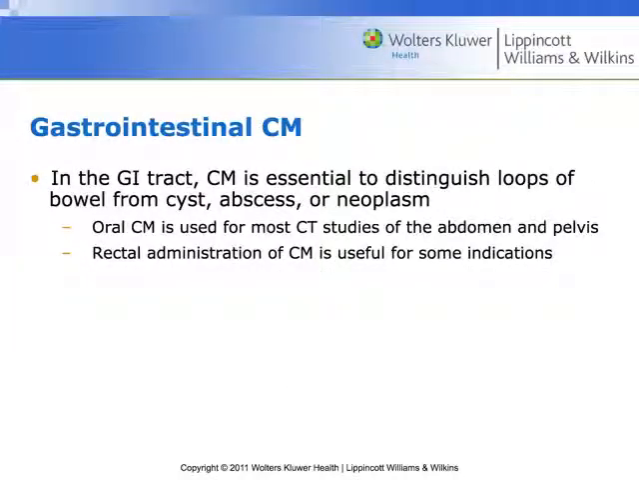All right, that's enough about the iodine stuff. Let's talk about the GI stuff, right? We're not going to call it oral. We're going to call it GI because we might have the pleasure of doing an enema on someone. It's going to help us distinguish loops of the bowel from cysts, abscess, neoplasms. We use oral contrast media quite a bit on studies of the abdomen and pelvis. And it says rectal administration for contrast media is useful in some indications. I'd say not, but what do I know?